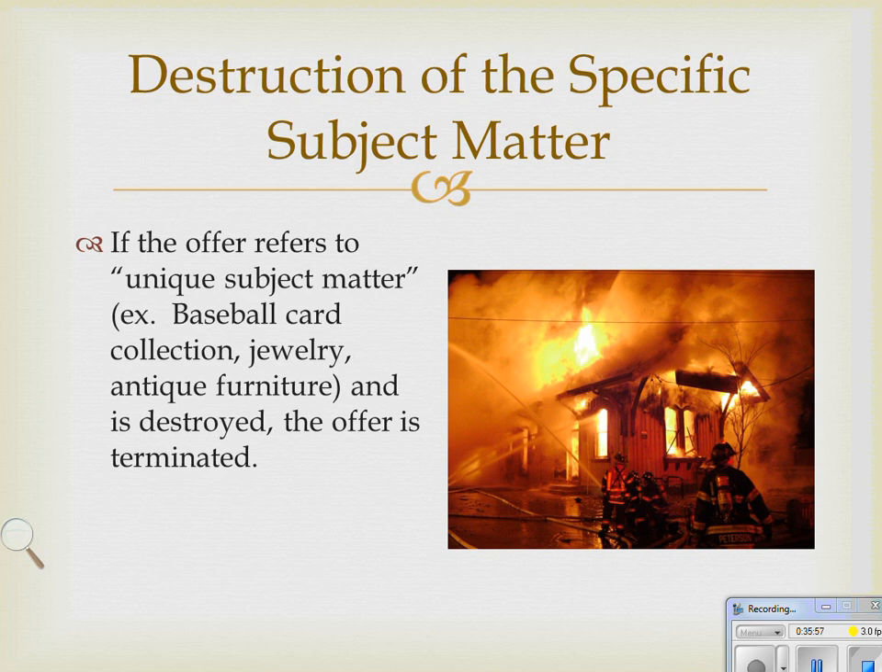But if it was a baseball card, you couldn't say a Babe Ruth rookie card could be traded with, help me out here, Curt Schilling. It wouldn't be an even trade. If a Babe Ruth rookie card is destroyed, it is a very specific subject matter, or a piece of jewelry or something. The offer is then terminated, and no one is bound to replace it. Do you understand? Yes. Okay.